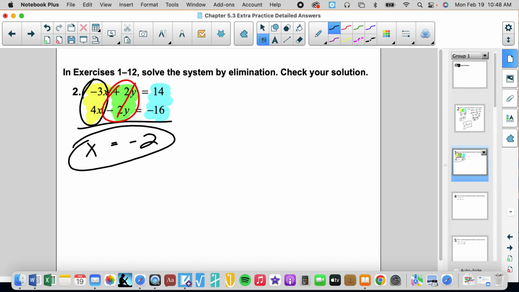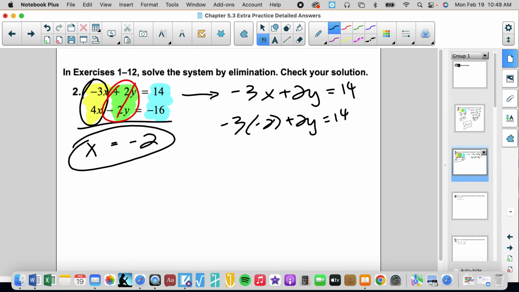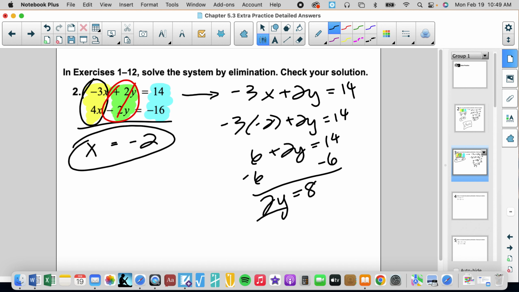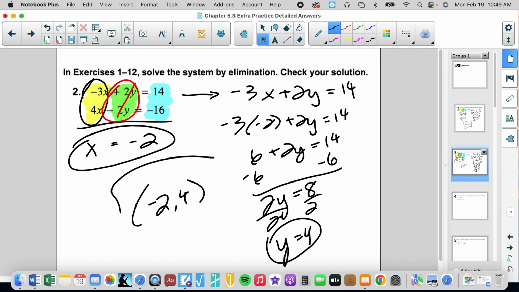Let's pick an equation. I'm just going to pick the top one to be consistent. -3x plus 2y equals 14. We're going to plug in -2 for my x. We get 6 plus 2y equals 14. Minus 6, 2y equals 8. Divide by 2, y equals 4. So -2, 4. We could check, oh, it says check your solutions.